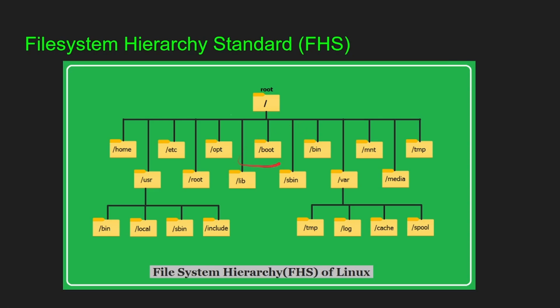So this is the file system hierarchy of Linux. We have the slash here, we have the home directory, the user directory, the etc directory, root, etc. First things first, this is called the root directory. This is the root directory, and this is the user root directory.